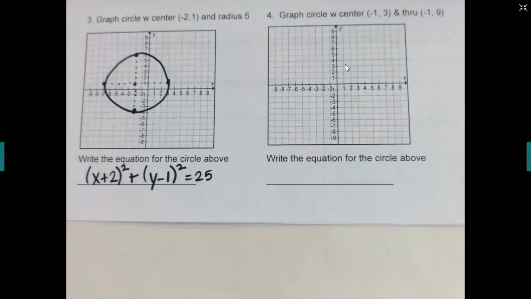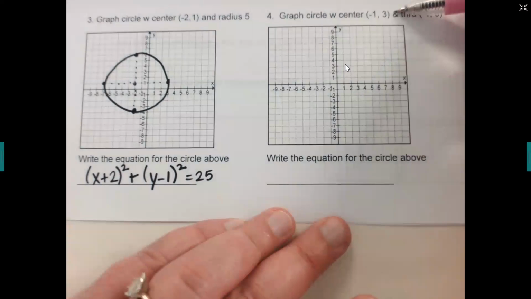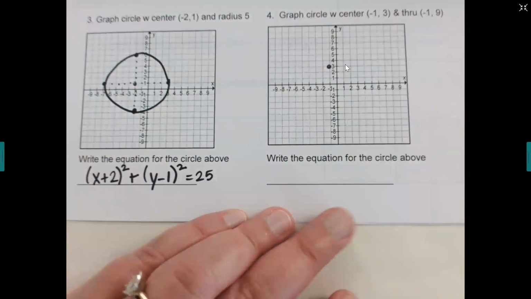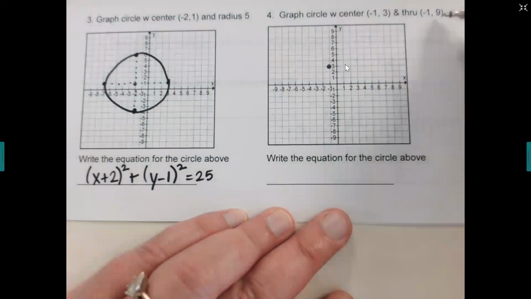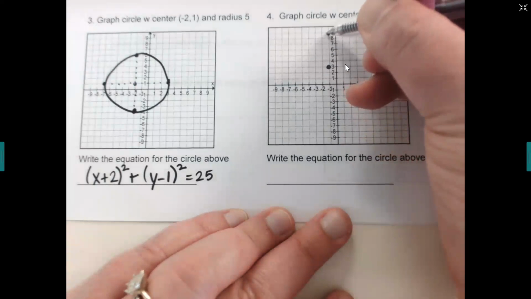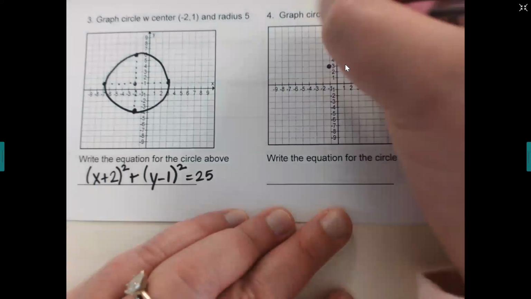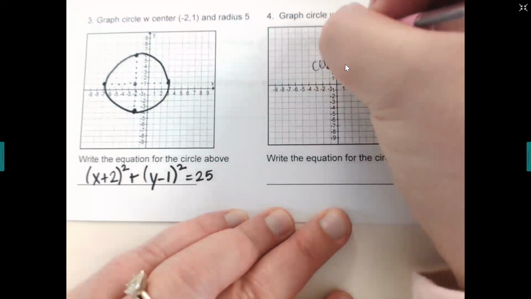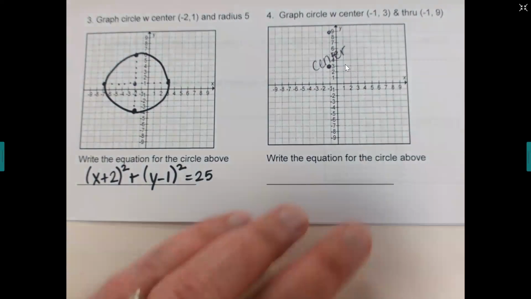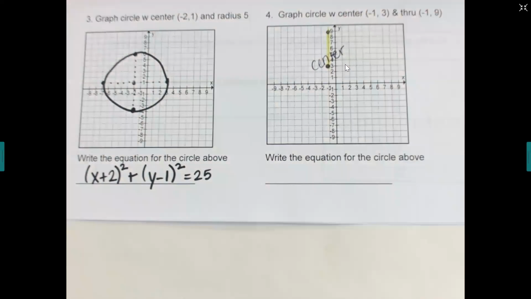All right, take a look at number 4. This time it says graph a circle with center (-1, 3). So (-1, 3) is here. And then through (-1, 9). So I'd say, okay, well, (-1, 9) is up here. Then how can I use this information, this is the center, to just count and see how far it is and then copy it all the way around? So I want to measure how far this is, and then that's going to be my radius.